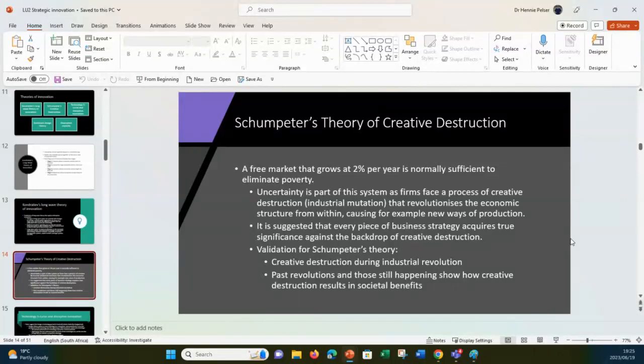And we know that we're in the fourth industrial revolution, and it's driven by computer technology. We know that it's driven by artificial intelligence and a range of other advances that are highly, highly rapid.